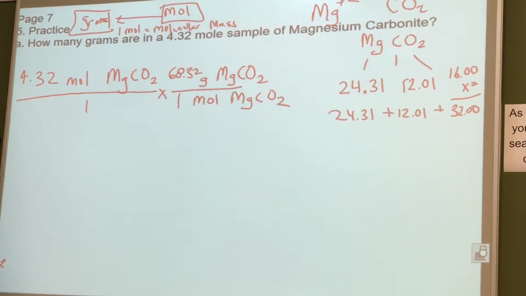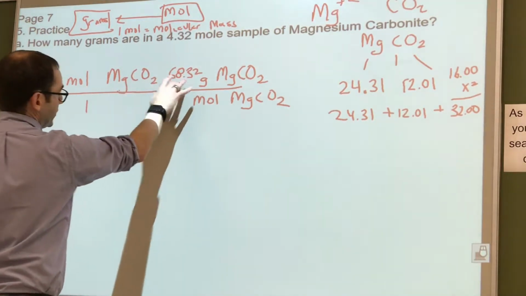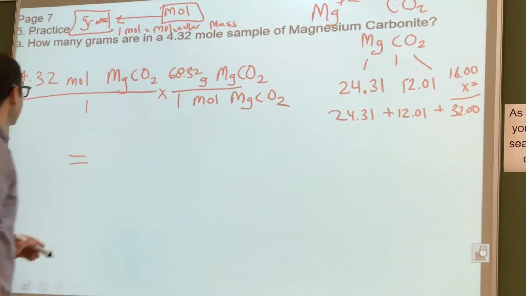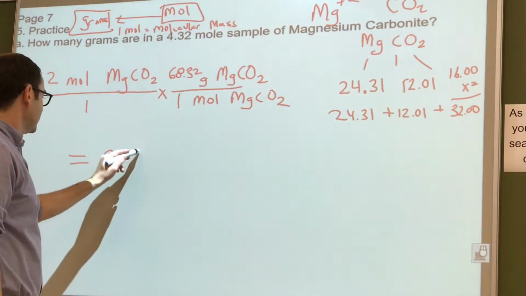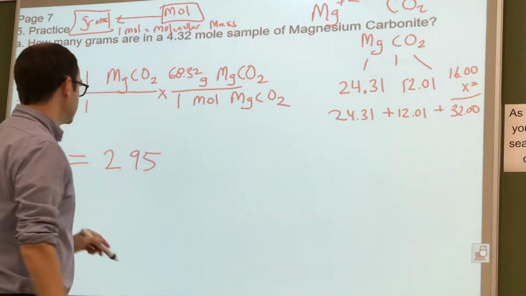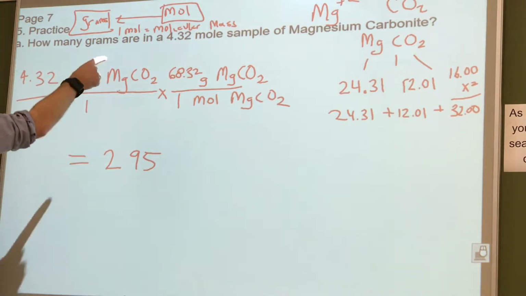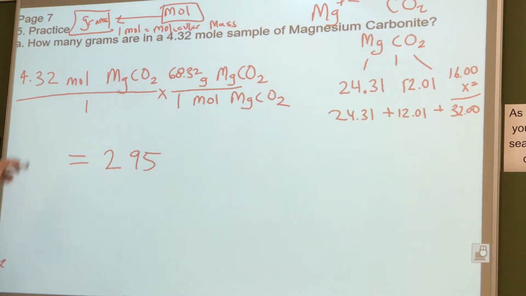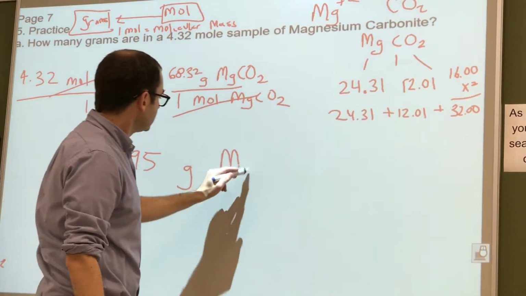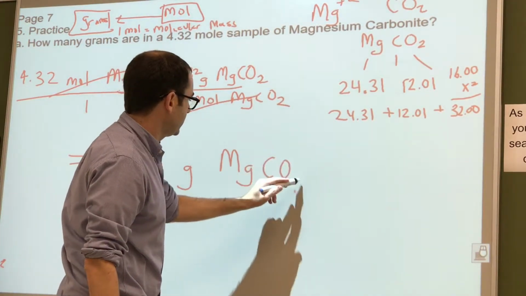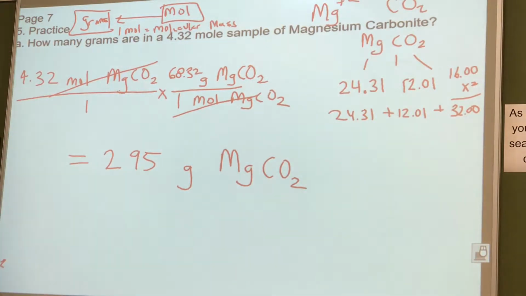Yeah? Okay, great. So when you multiplied 4.32 times 68.32, what did you get? 295? Yeah. Okay, 295. Sig figs, 3, right? So that's cool. Mole cancels out. So this is grams MgCO3. Is everybody cool with that? Yeah? Okay, the next problem.